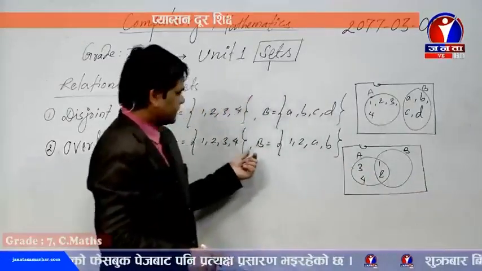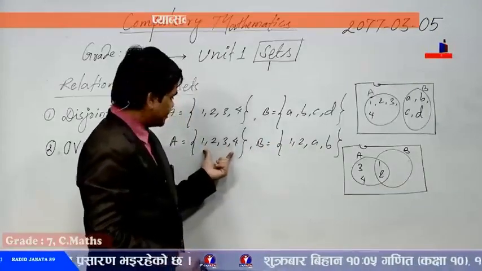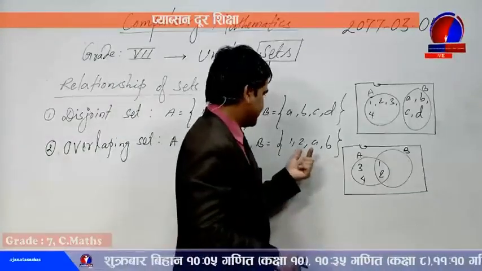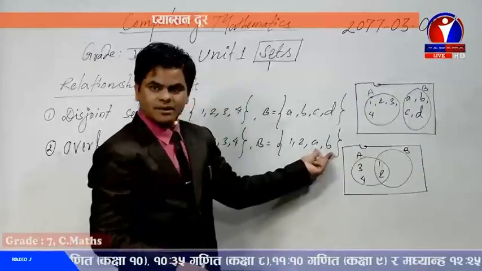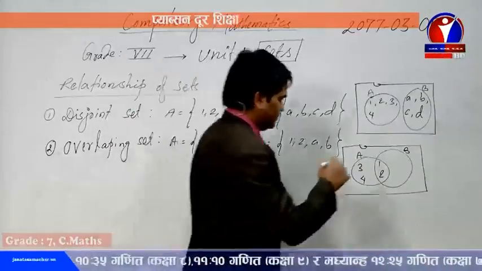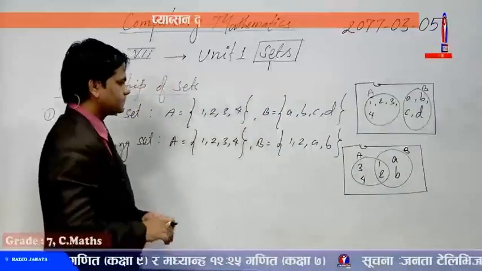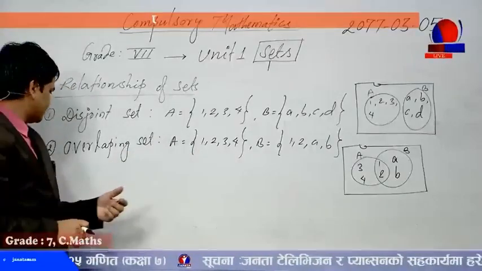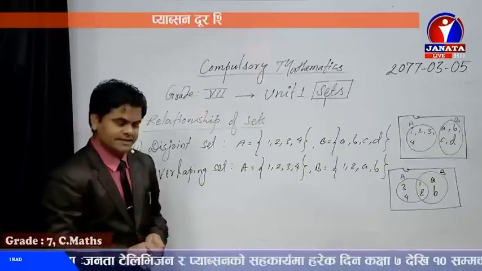And now what remains? We have completed plotting the information of set A. Now let's go to set B. 1, 2 we have already kept in the common area. Now it's the turn of the remaining elements of B. So this is the way of representing the information of overlapping or intersected sets.